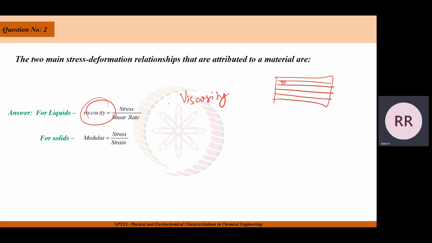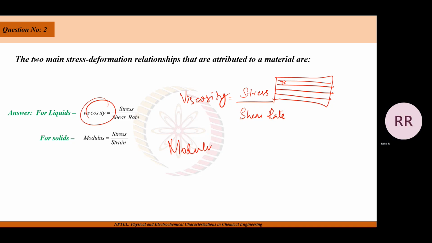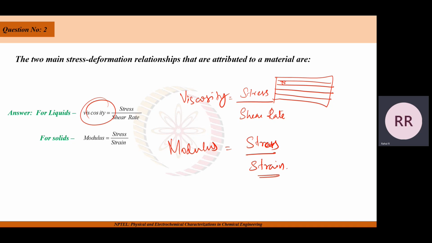So for liquids, the stress deformation relation that people deal with is viscosity, which is nothing but stress divided by shear rate. We will be dealing with these technical terms in a later slide. Stress is nothing but force per area. And when people are dealing with solids, they go for modulus. Modulus is nothing but stress by strain. We know different kinds of modulus. You all know that stuff from your school exams.